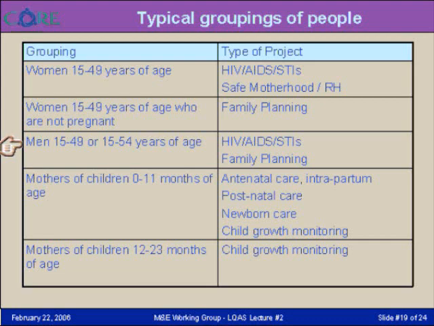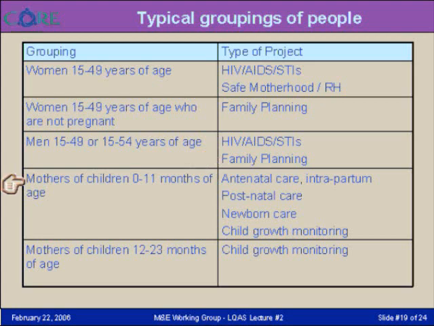We would also have cases where we have men between 15 and 49 or between the age of 15 and 54 that would be more suitable for interventions that will include HIV/AIDS and STIs, as well as family planning interventions.